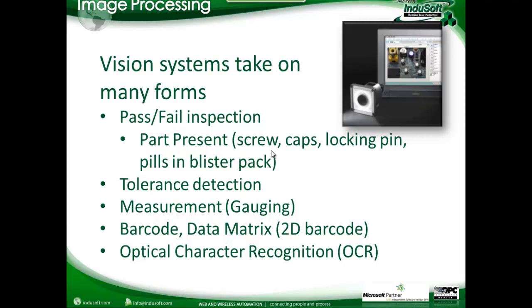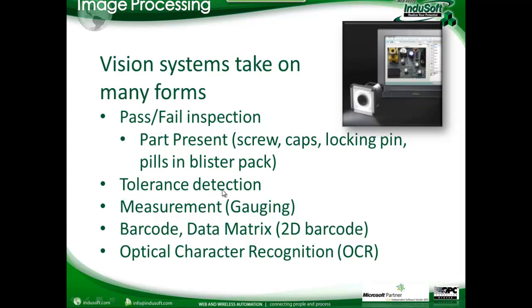Is it just a little bit out of center, or does it look like it's maybe not screwed in all the way? Are caps completely on bottles? You can take a side view of a capping line and see, is a cap on the particular bottle. A locking pin, maybe there's a safety issue and you want to be absolutely sure that a locking pin has been placed in. Or maybe, for example, pills in a blister pack. Are all the pills in every one of the little blisters that they're supposed to be?